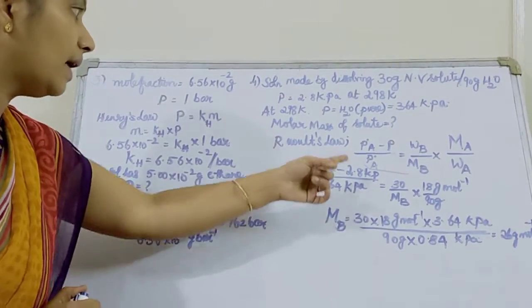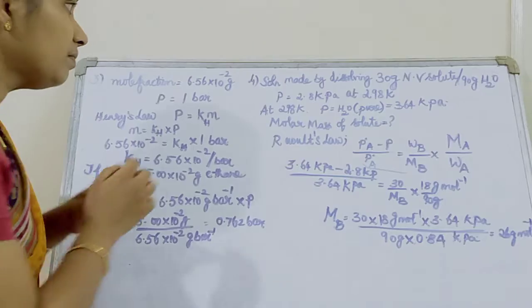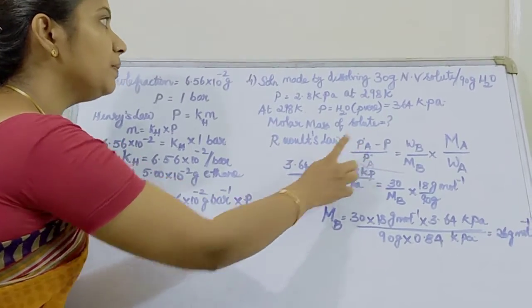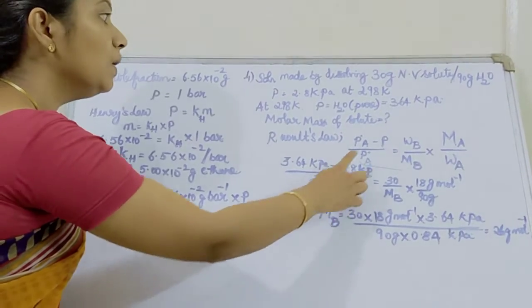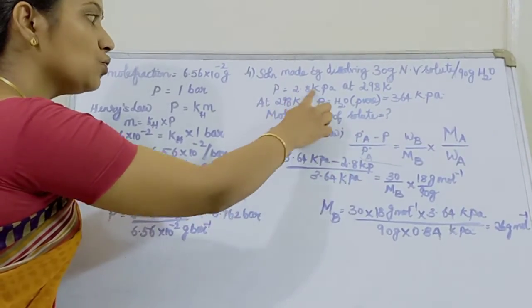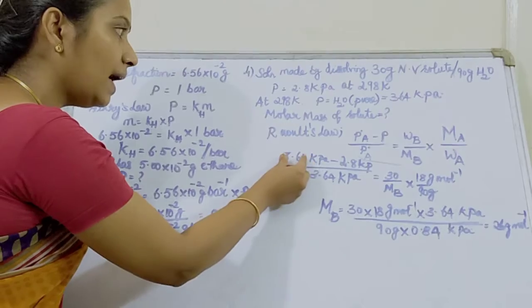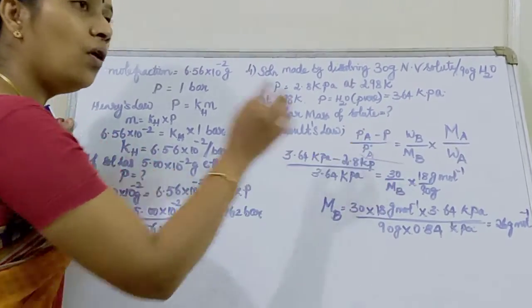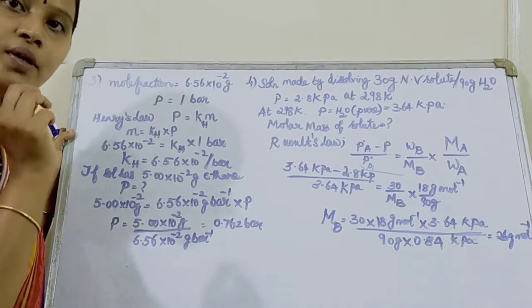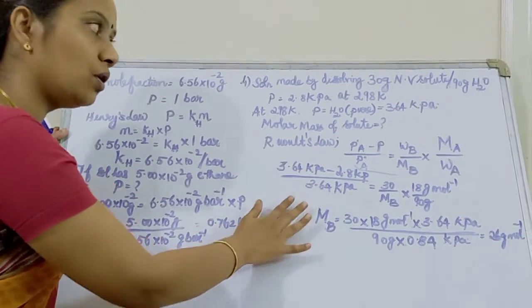So I need to substitute the values. What is the pressure of the pure component, what is the value? It is 3.64. Minus. What is the pressure of the solution? It is 2.8. Divided by the pressure of the pure component. I have substituted the value for the partial pressure of component A and the pressure of pure water.